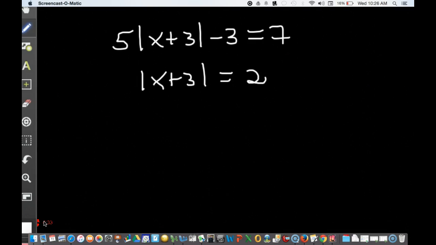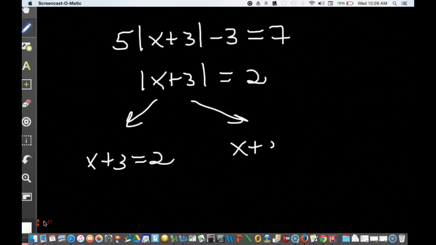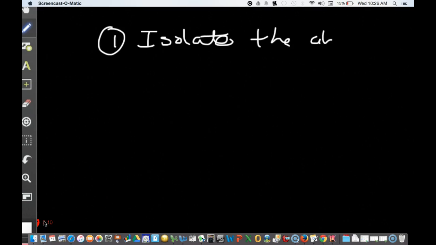Now, again, let's think about that. The only two things that have an absolute value of 2 are 2 and negative 2, which means that what's inside the absolute value symbol is either already 2 or it's negative 2. In either case, when we solve, now we're going to get x equals negative 1 and x equals negative 5. What I'm hoping you see is this idea that when we solve an absolute value equation, the first thing we're going to do is isolate the absolute value.